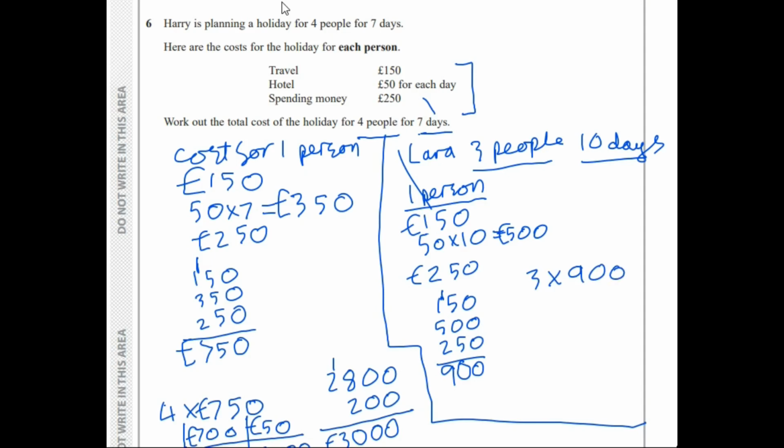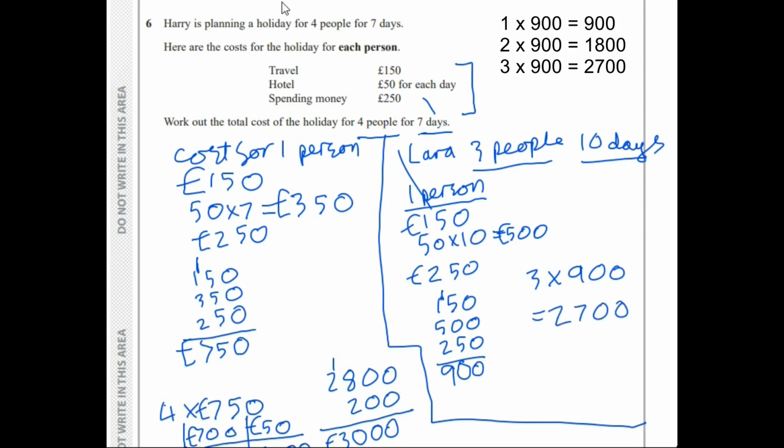Fortunately, 3 is quite small, so we can work this out using our times table. So 1 times 900 is 900, then 1800, and then 2700. So this is equal to 2700, and that's our final answer for this little side example here.